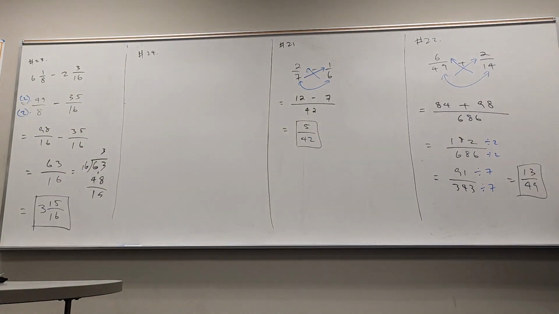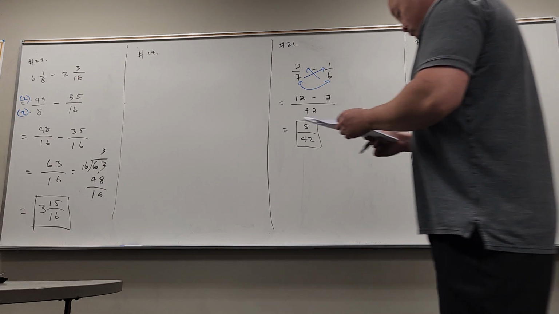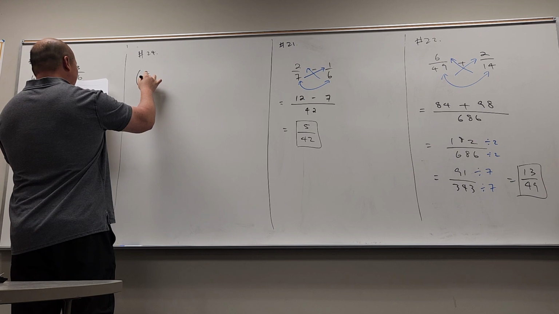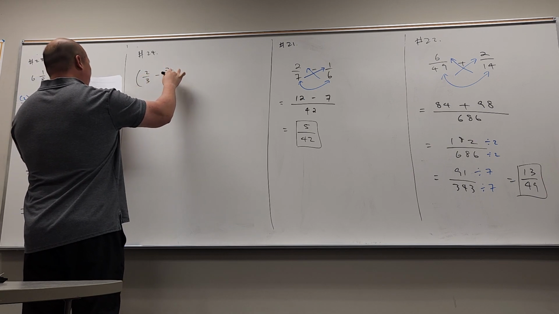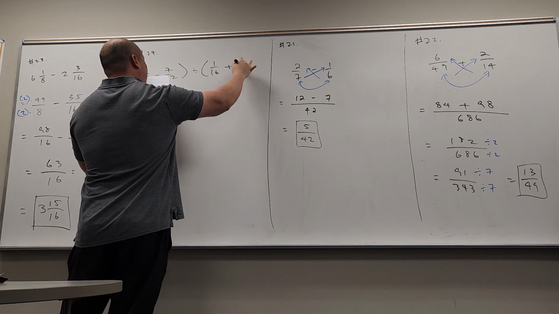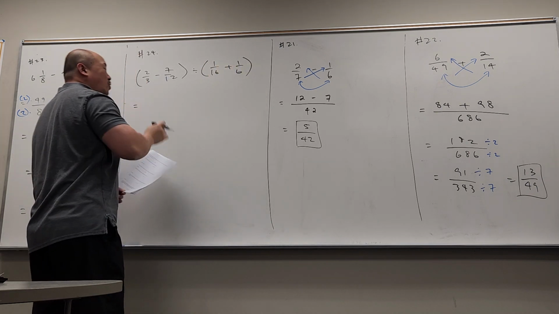So for number 24, you're looking at this. This is hard. So 24, this one: 2/3 minus 7/12, divided by 1/16 plus 1/6. So this one is rough.